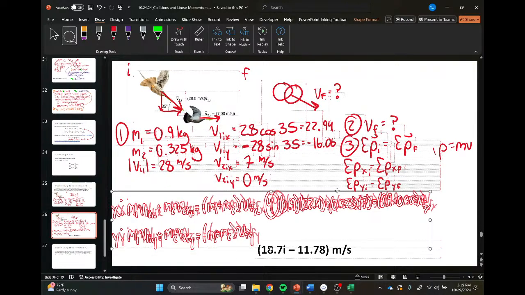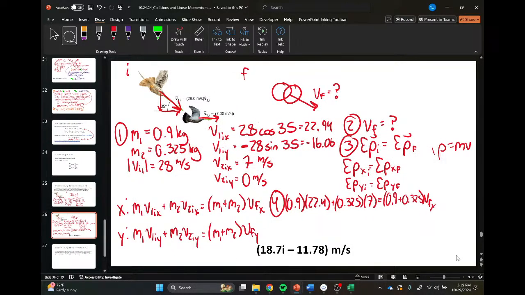I will double check it on my own calculator. So 0.9 times 22.4 plus 0.325 times 7 divided by the combined mass. Yay, we did it. Okay, I got like 18.31 for some reason. Did I write a number weird? Ah, there it is. Thank you. I wrote down a number wrong, and therefore it messed up my final answer. There we go. All right, I got 18.7.